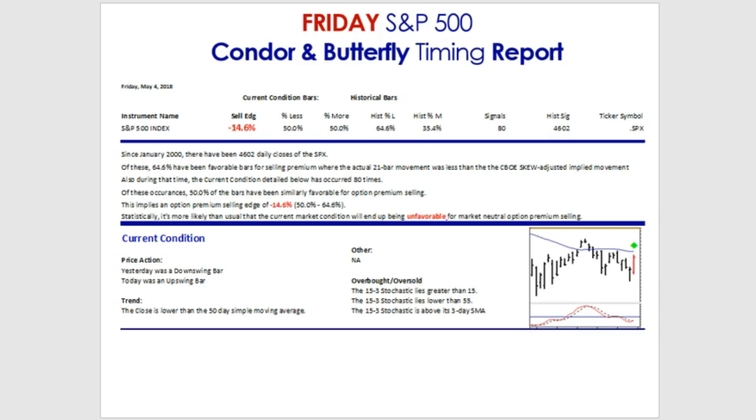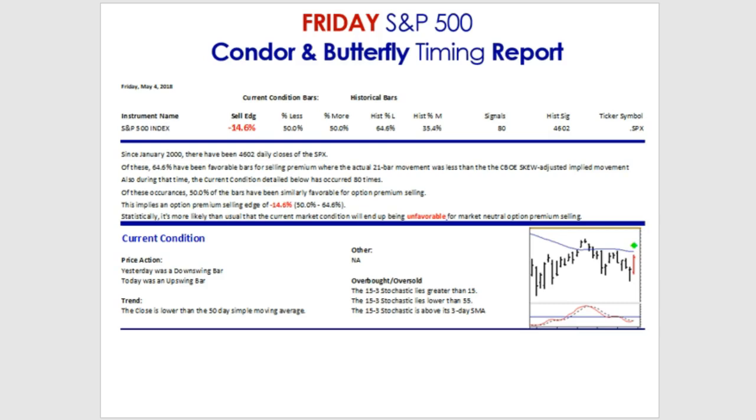We look at the skew adjusted VIX to determine that, and indeed, not quite 2/3 of the time, the market turns out to be a favorable one for selling premium using butterflies and condors, 64.6% of the time. Now, also during that time, our current condition has occurred, as I said, 80 times. Now, of those 80 times, 50% of the bars were similarly favorable for premium selling. Half the time, they're not favorable. Not favorable, and that's a lot less than the 64.6 baseline.